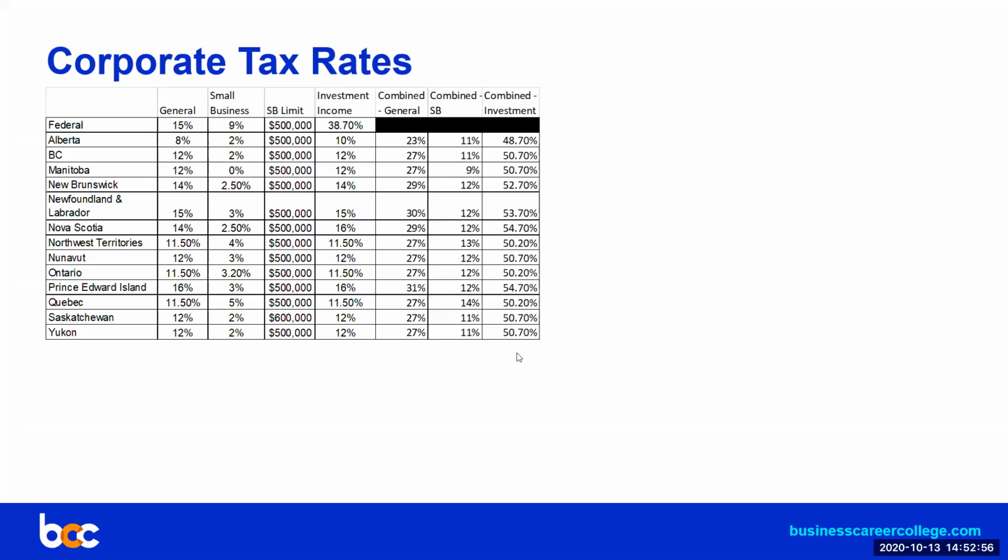Okay, so we left off having looked at our corporate tax rates. Now we're going to do something that we've done before.